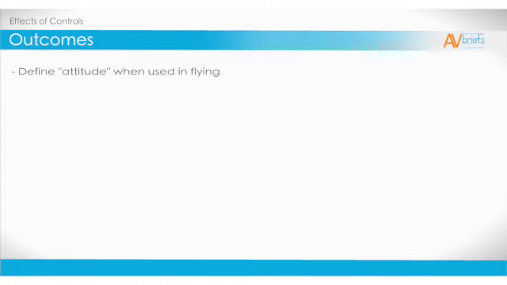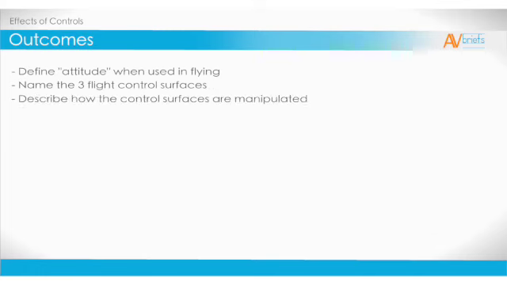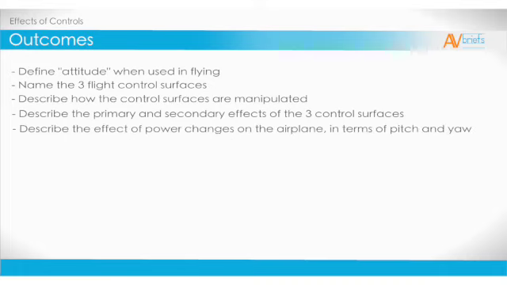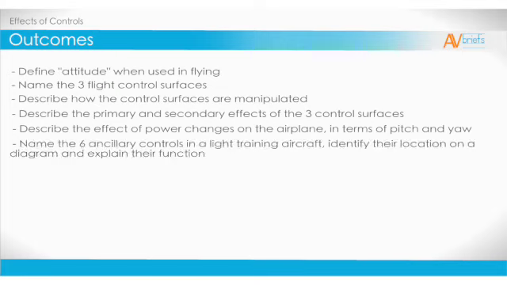Can you define attitude when used in flying? Can you name the 3 flight control surfaces? Can you describe how the control surfaces are manipulated? Can you describe the primary and secondary effects of the 3 control surfaces? Can you describe the effect of power changes on the plane, in terms of pitch and yaw? And can you name the 6 ancillary controls in a light training aircraft, identify their location on a diagram and explain their functions? When you can do all of this, you've successfully learnt what you need to from this lesson.